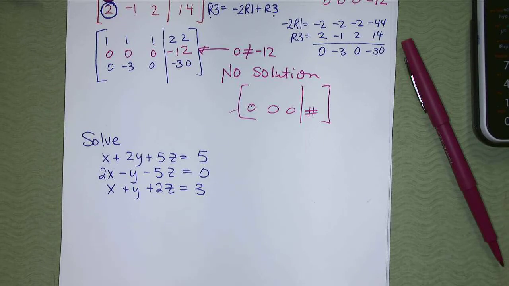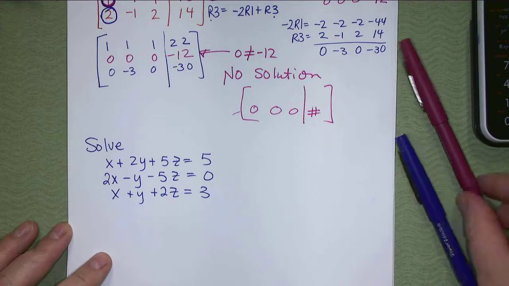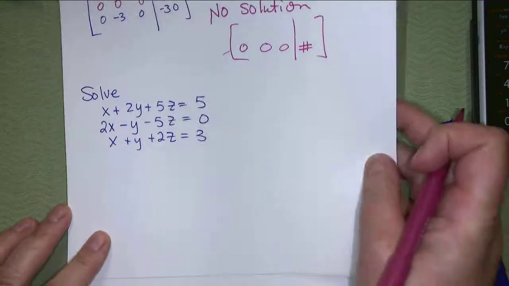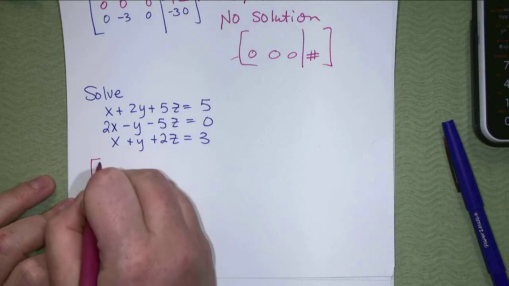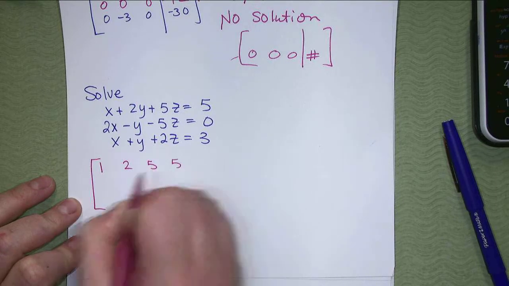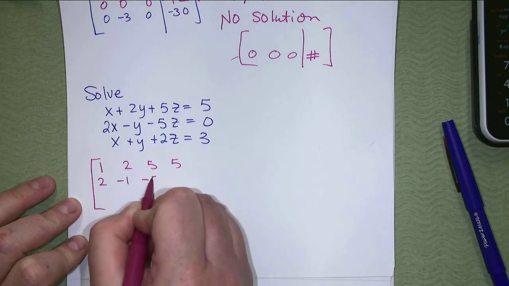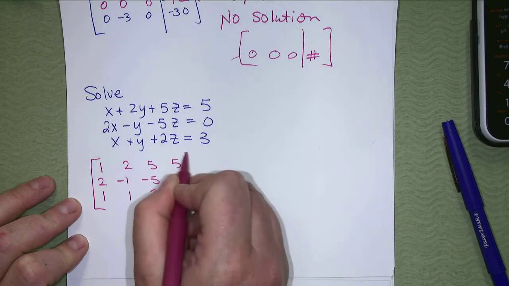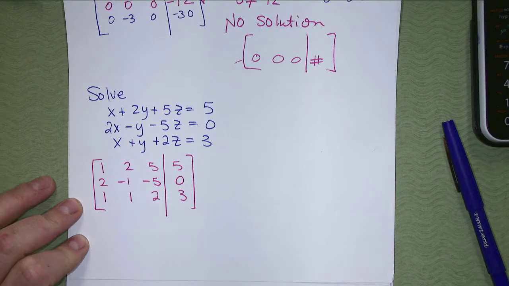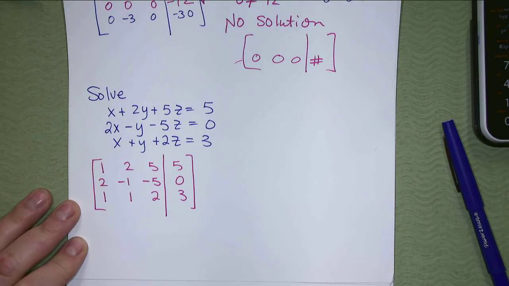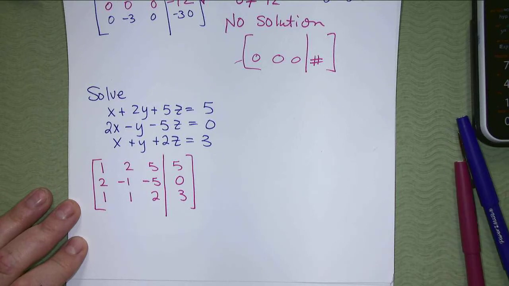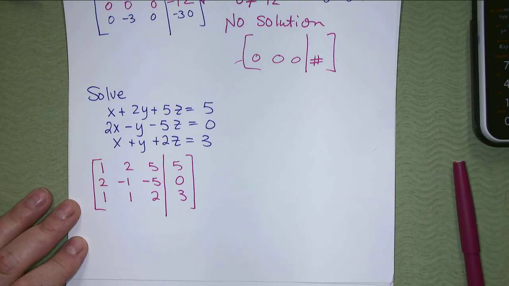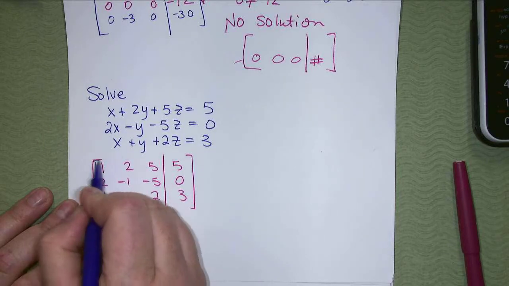Okay, so set it up. And maybe we should have started a new page here. 1, 2, 5, 5. Okay, what first? 1 in the top corner. It's already a 1, that's good. 0's underneath. So this needs to be a 0.